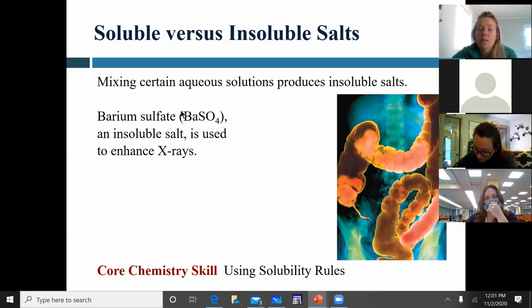So sometimes if you mix certain aqueous solutions, you can produce an insoluble salt. Barium sulfate is an insoluble salt used to enhance x-rays if you're looking at x-rays of digestive tracts and things like that.